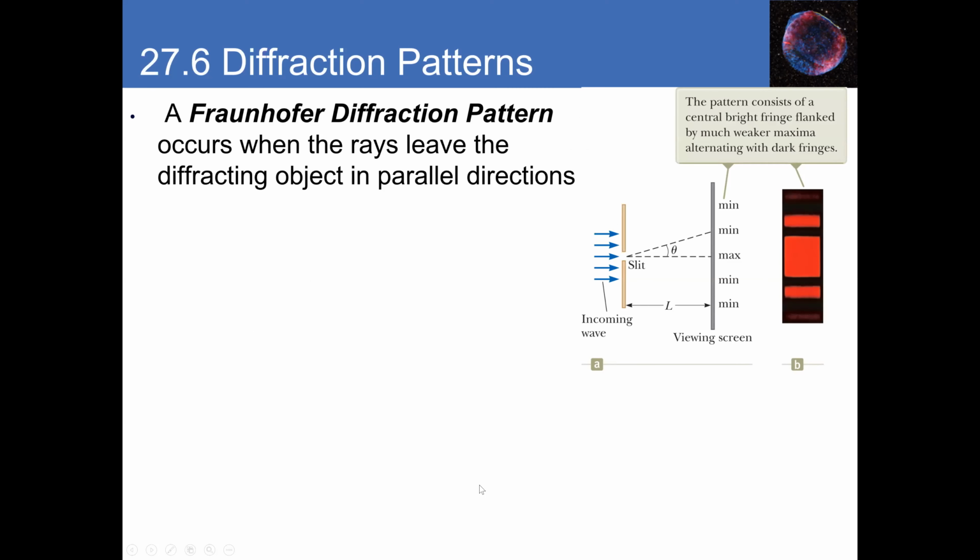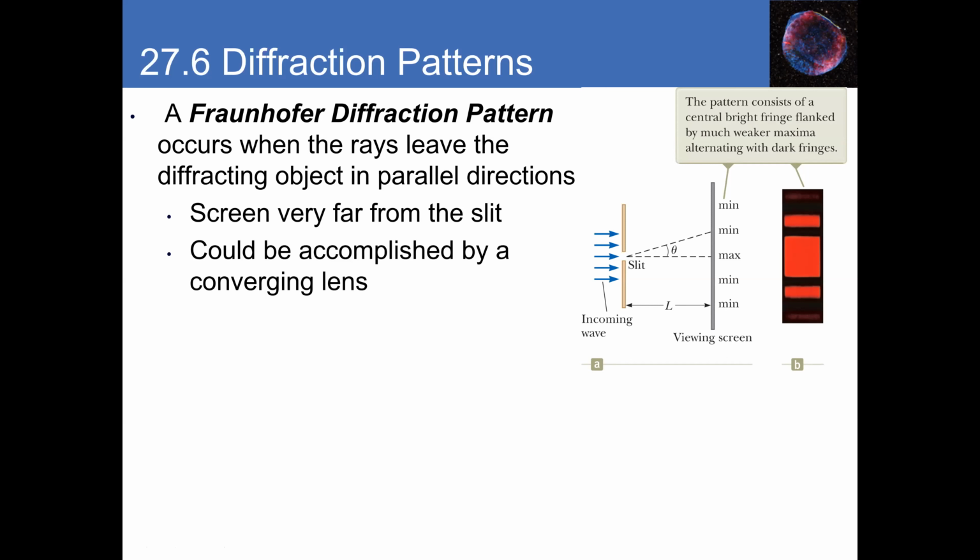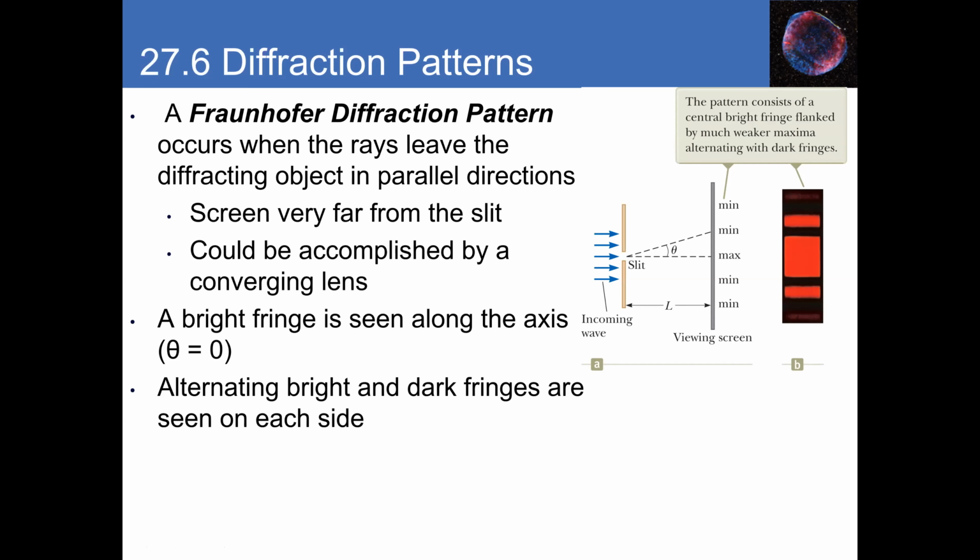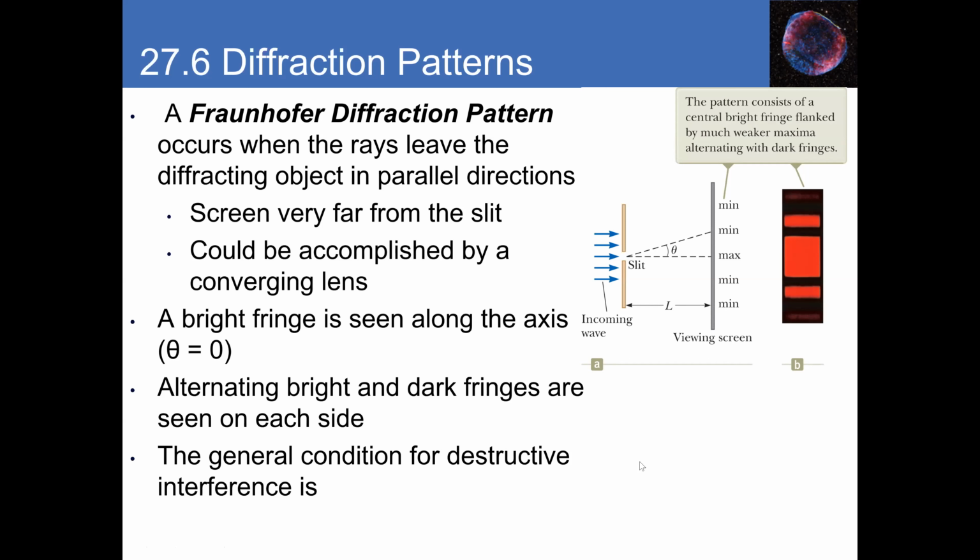So we have the Fraunhofer diffraction pattern, which occurs when the rays leave the diffraction object in a parallel direction and the screen is very far from the slit. This could be accomplished by converging lenses, and the bright fringe is seen along the axis at theta equals 0, that central bright one. Alternating bright and dark fringes are set on each side.